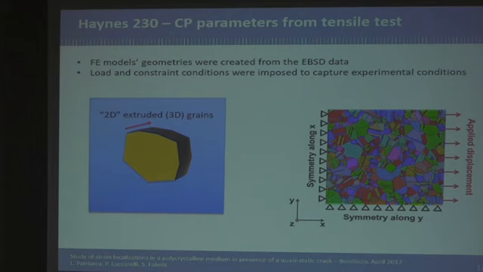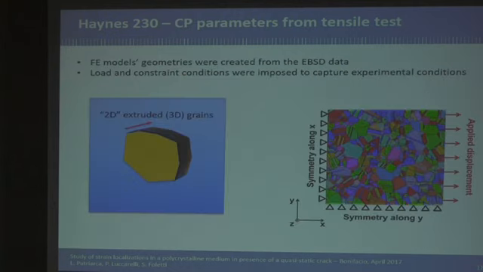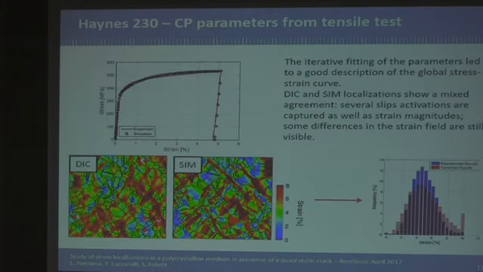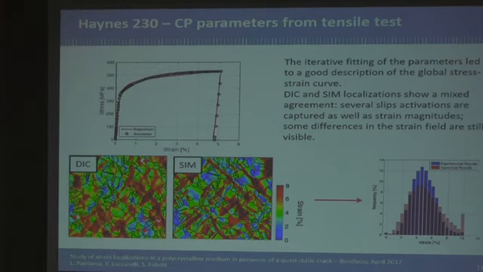And of course, this is an approximation. So we see that locally the strains do not match too much, but as I said, this is reasonable because we are using extrapolated information. So we perform the simulation with crystal plasticity by using this model, which is based on the EBSD scan of our sample. And by a trial and error procedure, we estimated the unknown material parameters until my colleague got a good description of the tensile stress strain behavior.